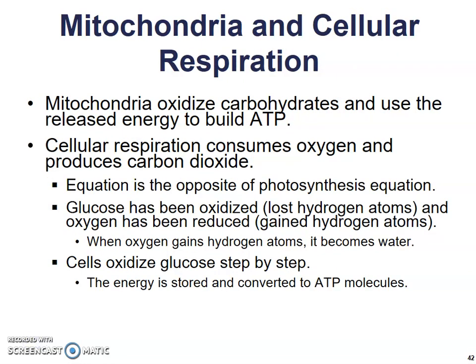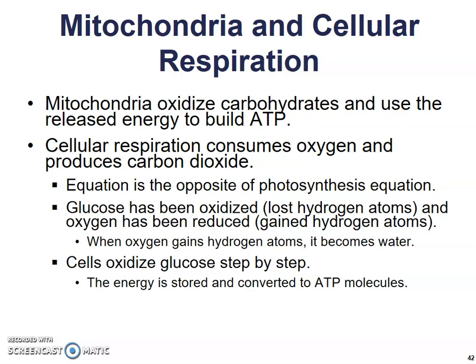Mitochondria and cellular respiration. Mitochondria oxidize carbohydrates and use the released energy to build ATP. You'll remember ATP is that energy currency of the cell. All cells use ATP. Cellular respiration consumes oxygen and produces carbon dioxide. That's why we breathe in oxygen and we breathe out carbon dioxide. The equation is the opposite of the photosynthesis equation. The glucose has been oxidized through the loss of hydrogen atoms, and oxygen has been reduced, or has gained hydrogen atoms. When oxygen gains hydrogen atoms, it becomes water.